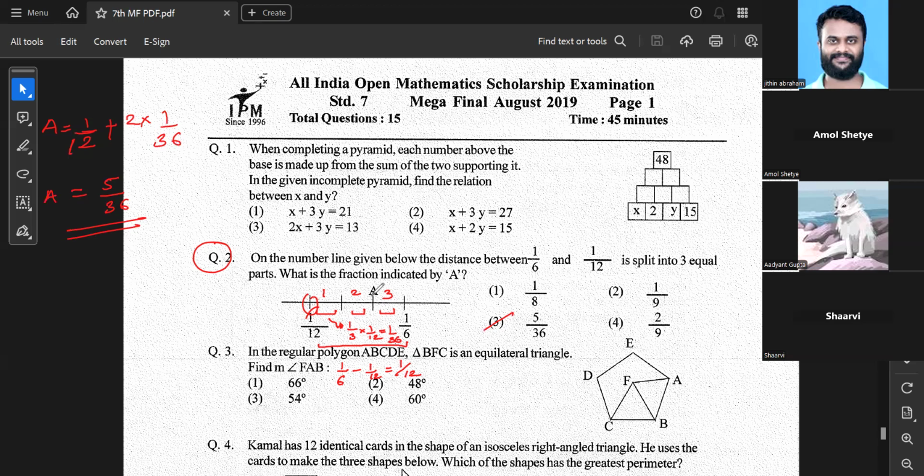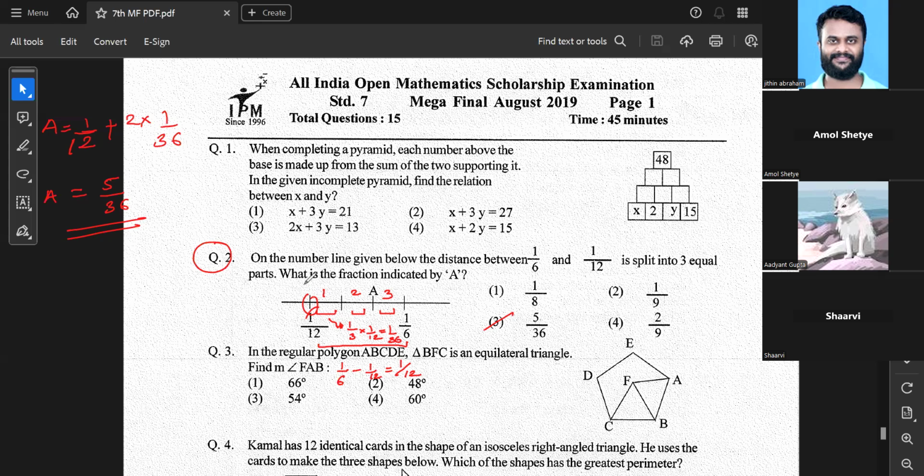So I'm supposed to find A's value. They have broken it into three parts. So my first step is to find how much is the whole part, the complete part. I found that by subtracting the final number minus the first number. 1 by 6 minus 1 by 12 is 1 by 12. So 1 by 12 is the whole part, which is further divided into three parts. So each part will be 1/3 of 1 by 12. So 1 by 3 multiplied by 1 by 12 is 1 by 36. That is each part.